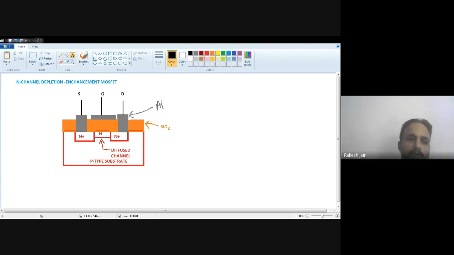If you want to build a P-channel depletion enhancement MOSFET, you just use an N-type substrate on which heavily doped P regions will be diffused. After the silicon dioxide and via the aluminum metallization, we take out the terminals: drain, source, and gate. With the help of this arrangement, we can take the terminals. So that is known as your N-channel depletion enhancement MOSFET.